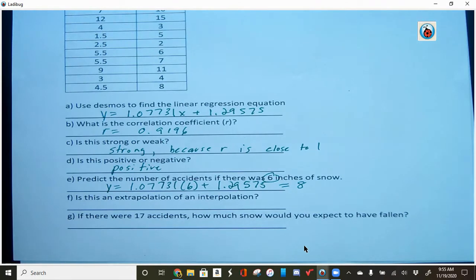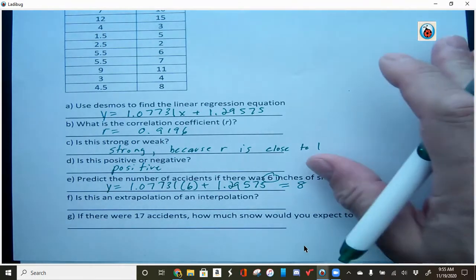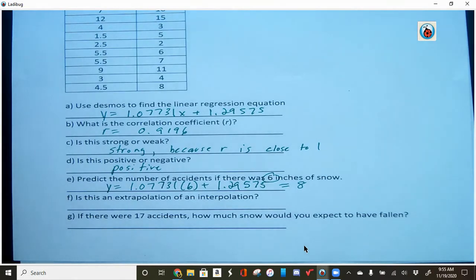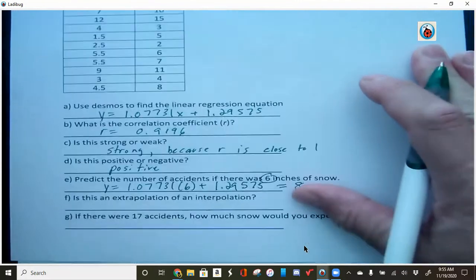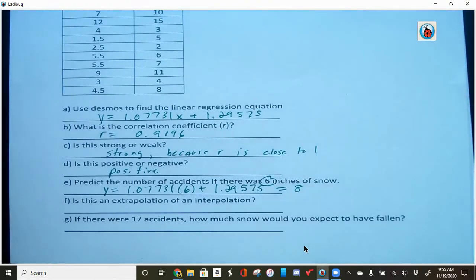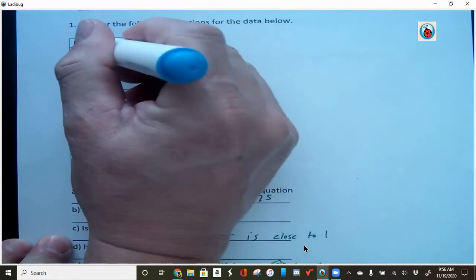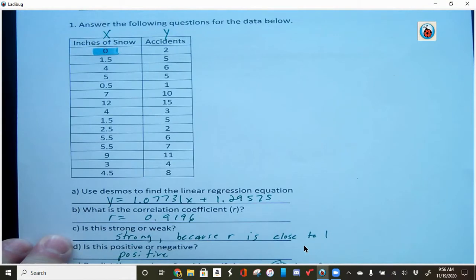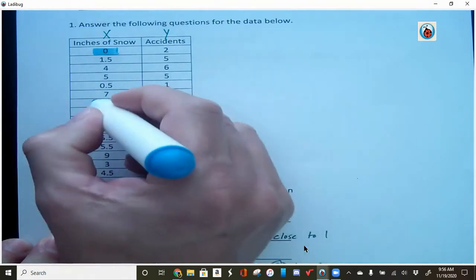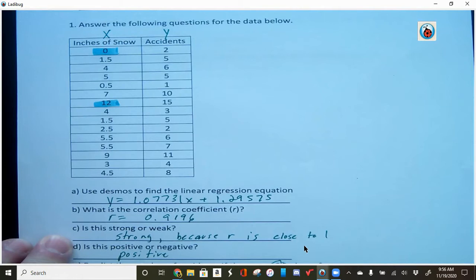Is this an extrapolation or an interpolation? Well, remember we talked about the other day, extrapolation is a prediction that you make given information that is outside of our normal range of our data. And interpolation is a prediction that we make given some information that is within our range of data. Well, I'm looking at my data. My smallest number that I have for snow, inches of snow, is 0, and the largest number that I have for the amount of snow is 12. So anywhere between 0 and 12.